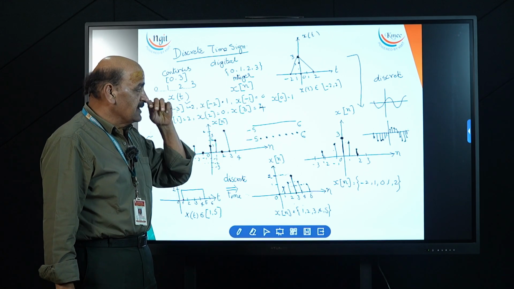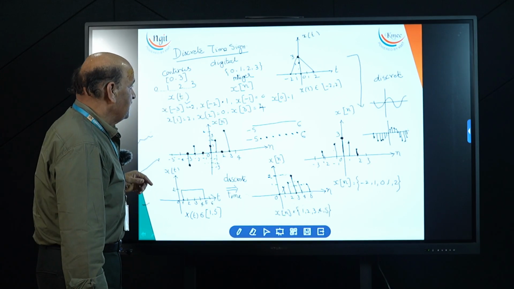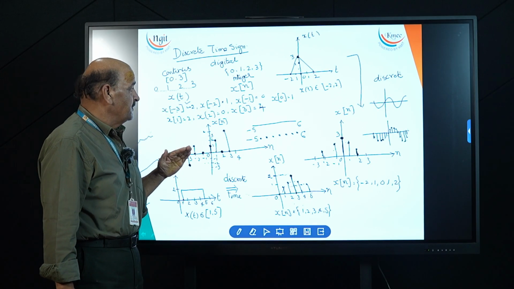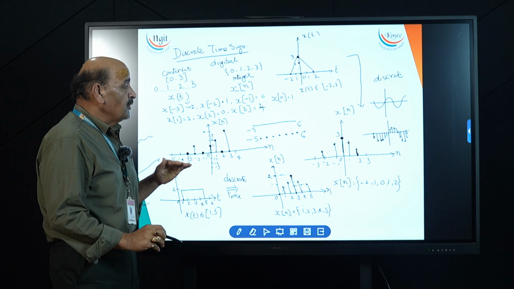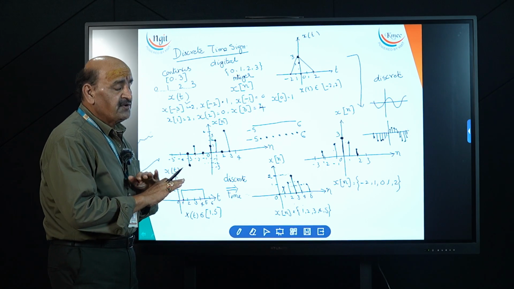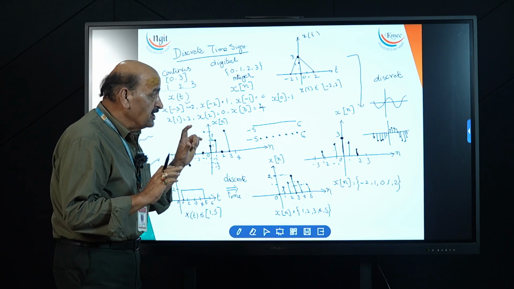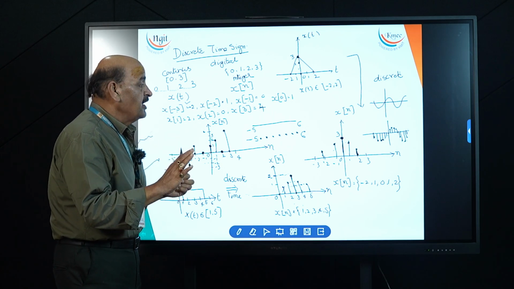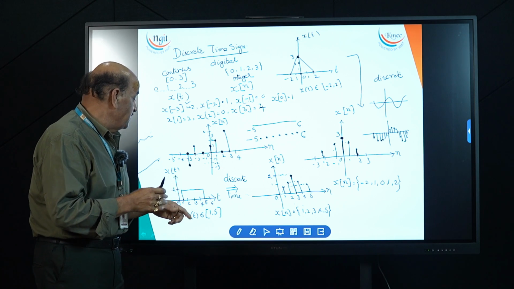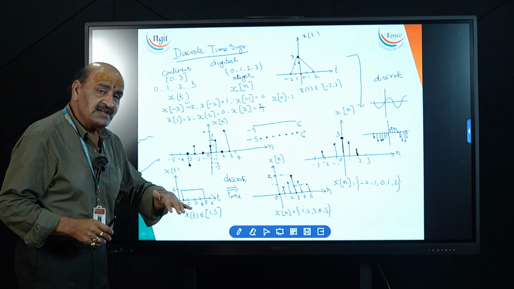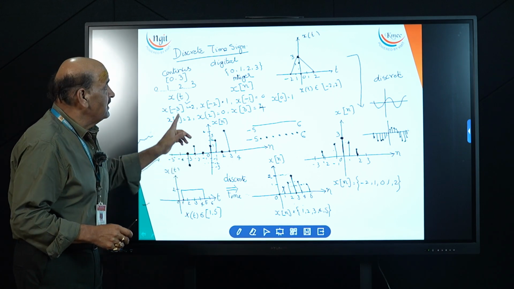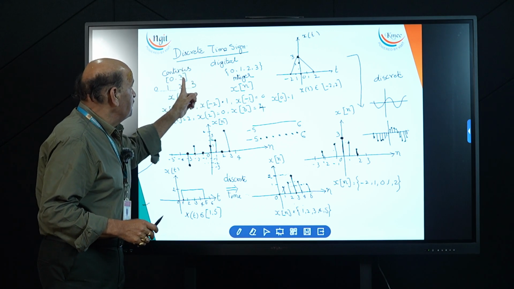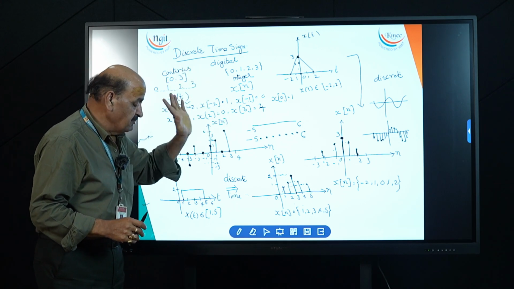One thing you have to remember as very important. In digital, you have to understand that no continuous or decimal point will be touched. Only integers. The spikes will be raised only at the integers, not at the decimals. But continuous means it includes both integers as well as decimal values. That is the difference between continuous time signals and discrete time signals.